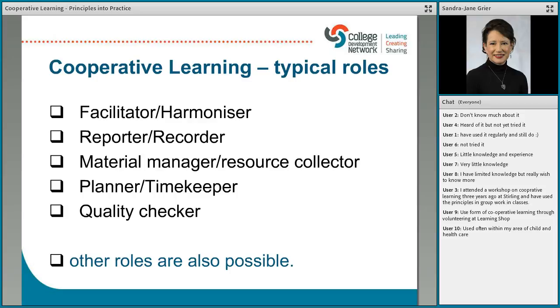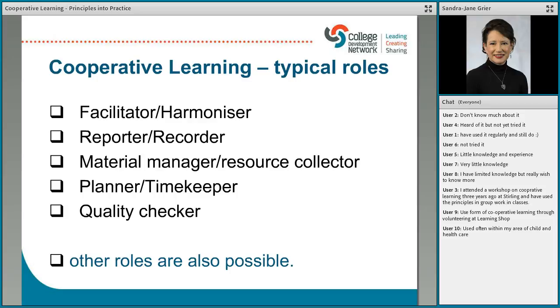Depending on the size of the group and the overall complexity of the task, individuals could also be given 2 roles where necessary, but you would want to consider the overall balance and what was required, so that perhaps planner or timekeeper and material manager are easier to combine than some of the other ones. So why do we use roles at all in cooperative learning?